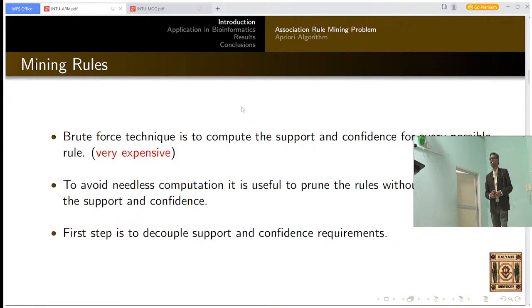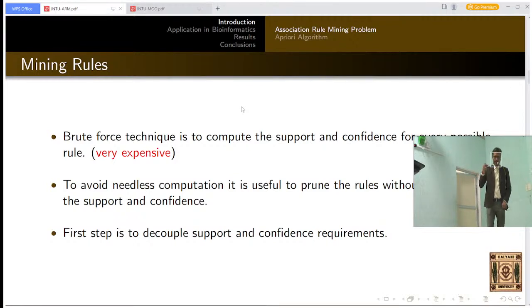So the brute force method is not a solution. It is a simple algorithm, but it is not a solution as long as the number of items is going to be large. You cannot use this exhaustive search. So you need a more efficient approach. This brute force method does a lot of unwanted computations, because you are going to compute the support of many item sets which will finally be discarded.